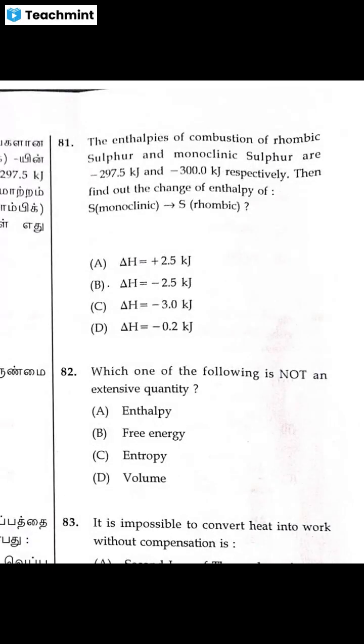Next, then enthalpy of combustion of rhombic sulfur and monoclinic sulfur. This is also just substituting in the direct problem. So the option is positive 2.5 kilojoule, not 25, 2.5 kilojoule. Next one. Then this one is also none of the answers, it is correct.